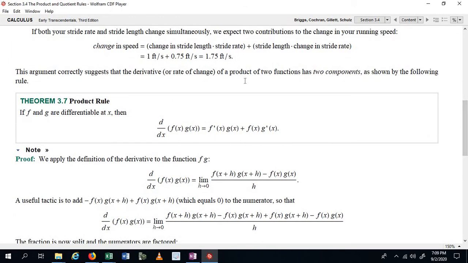Okay, so basically what the product rule says is if you take the derivative of f times g, that's the same as the derivative of f times g plus f times the derivative of g.